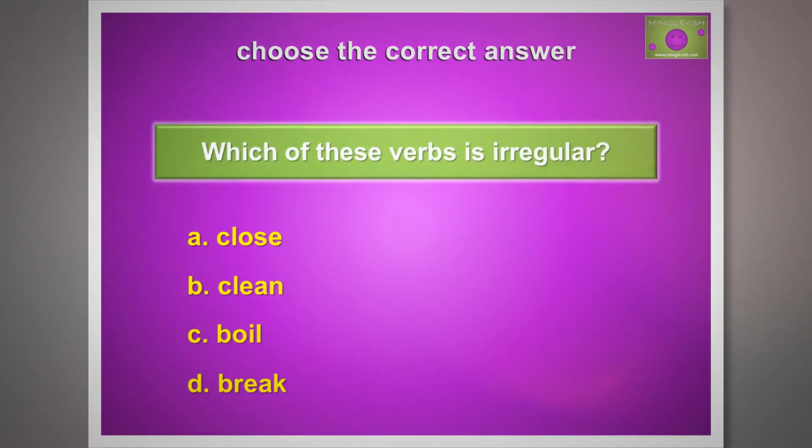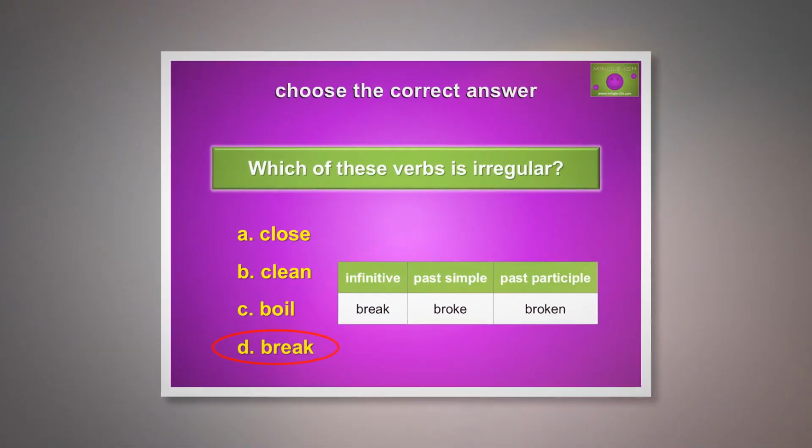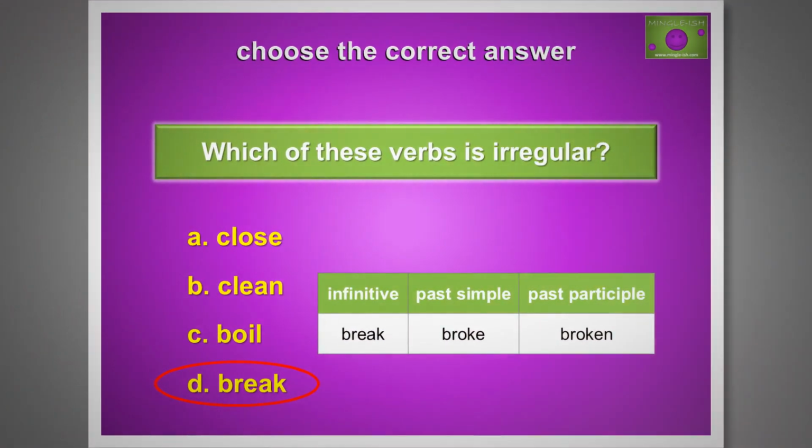Number 2. Is it A, close, B, clean, C, boil, or D, break? The correct answer is D, break. The past simple is broke, and the past participle is broken.